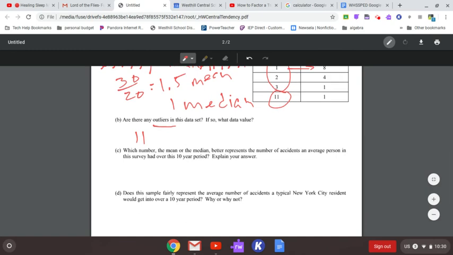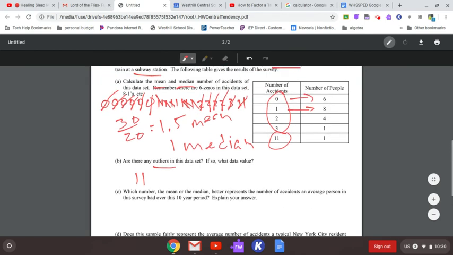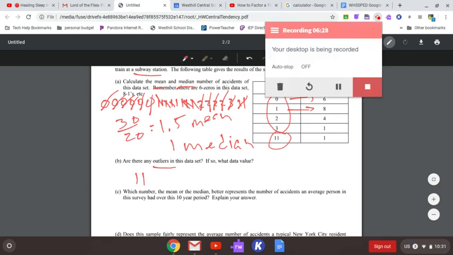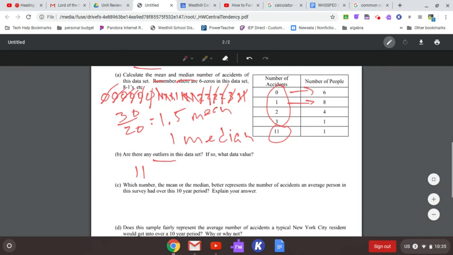Then if we look at which number, the mean or the median, better represents the number of accidents an average person in the survey had, we want to figure out which one would be better to explain it. As you take a look at that, both numbers are really close. The median might be a little bit better, just because you do have this outlier. When you have that outlier, a lot of times that's going to skew your data, which means it's going to shift it. Since it's a bigger number, it's going to shift your average up, which doesn't necessarily truly represent it. But again, it doesn't shift it enough, just because it was only one person.